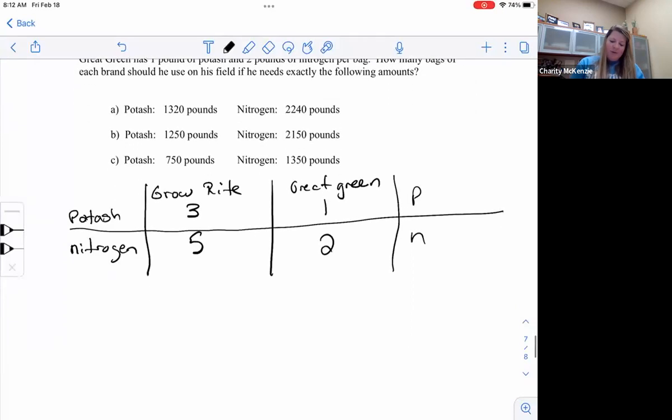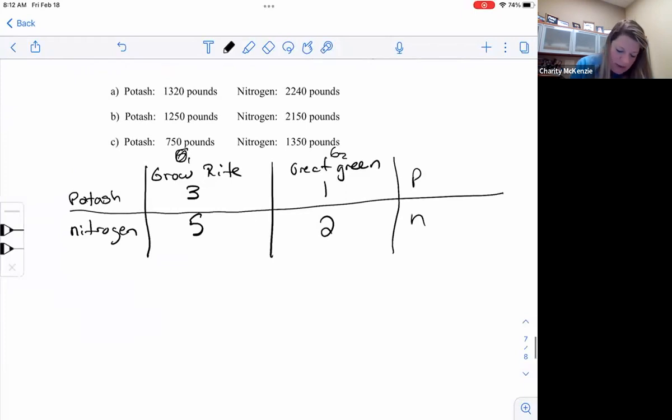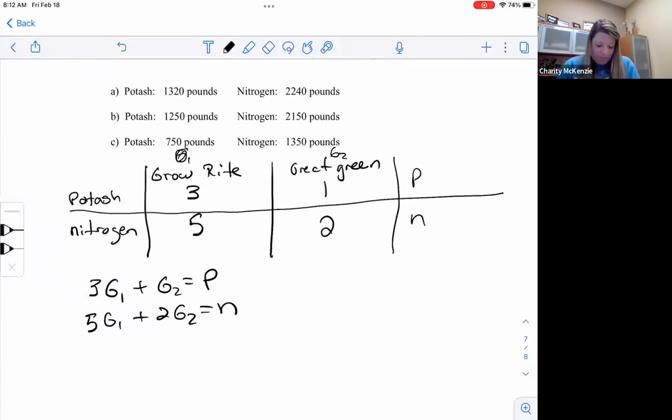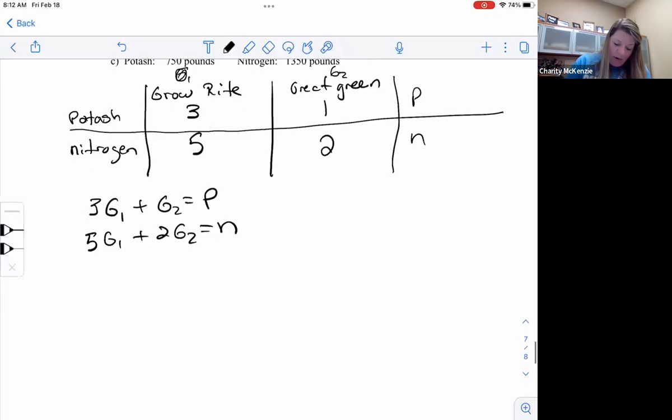So let's set up our formulas. Let's call this G1 and G2 because they're both G's. So we would say 3 times G1 plus 1 times G2 is going to equal the amount of P's, the potash. 5 times G1 plus 2 times G2 is going to be my nitrogen. Okay, so then we set up our matrix.